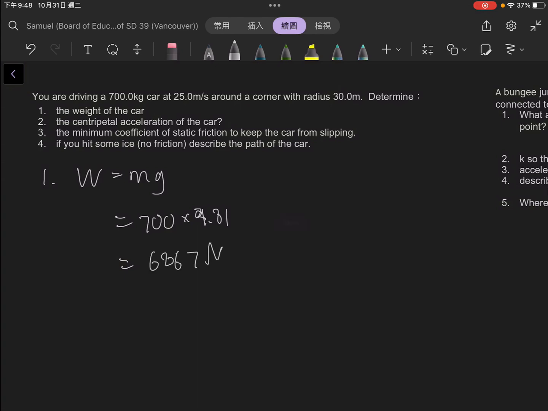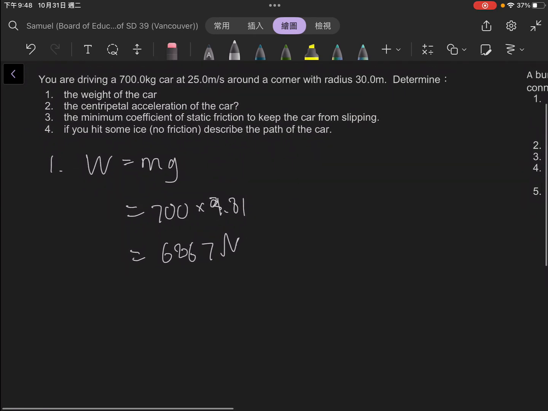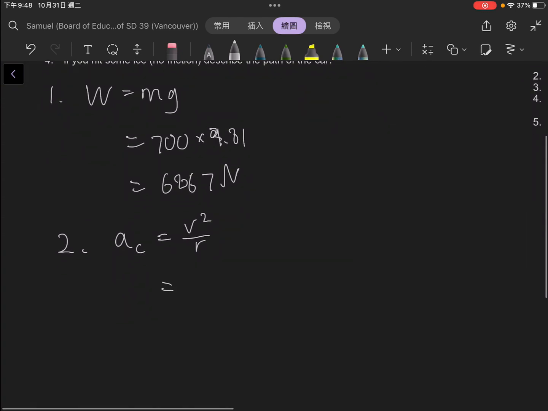Yep. So, for the second question, which is asking for the centripetal acceleration of the car, I'm going to do a similar thing. Just use the equation from the data booklet, which is the centripetal acceleration equals v squared divided by r, and plug in the numbers, which is 25 squared divided by 30. And that will give us 20.8 meters per second squared.